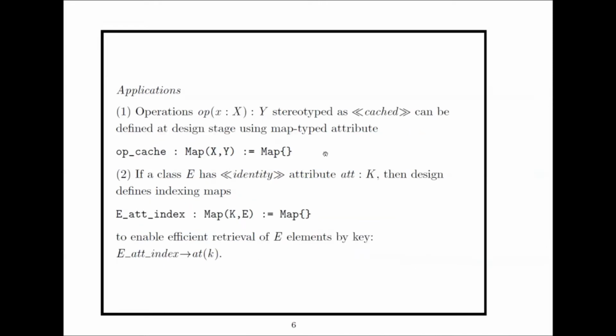There's many operations, many applications of map types. First of all, we could use maps to represent the caches of operations in order to make operation execution more efficient. So if we're doing a computation, say, of a factorial function, then we might have lots of repeated computations in a simple recursive version of that function, of that operation. We can avoid that repetition by using a cache of values that are already computed. Likewise, if a class has an identity attribute that's used to look up objects by key, then we can also represent that situation by a map.